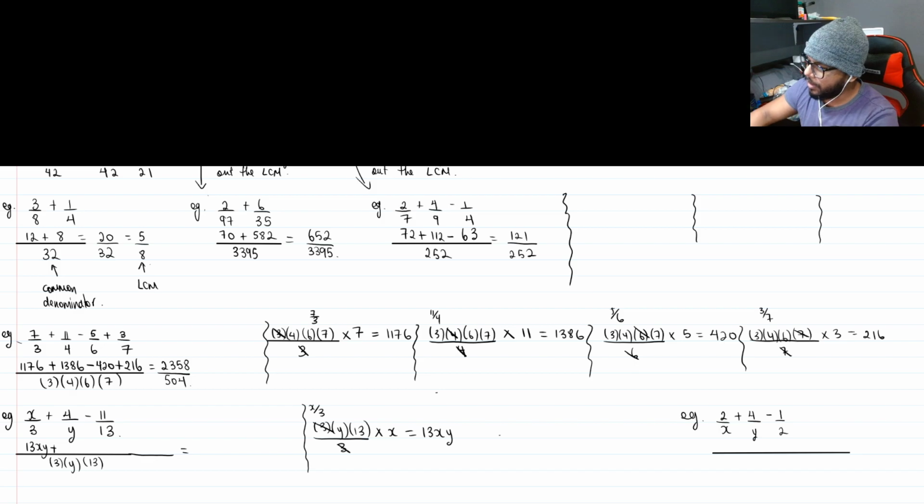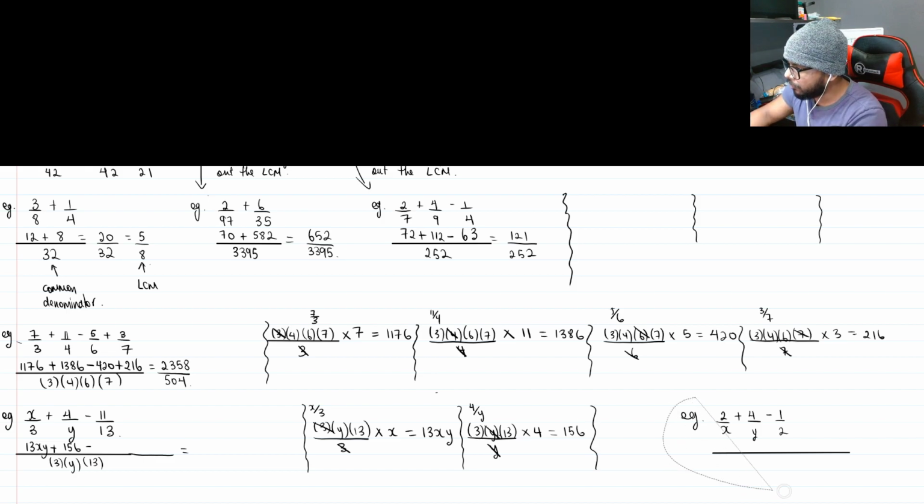Plus, alright, my next fraction is 4 over y. Well, big denominator 3 by y by 13 over small denominator multiplied by numerator. The y cancels with the y. I get 3 by 13 by 4. 3 by 13 by 4 is 156. Alright, so I get plus 156 here. Take away the last one.